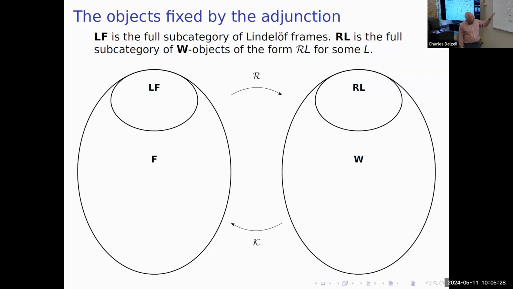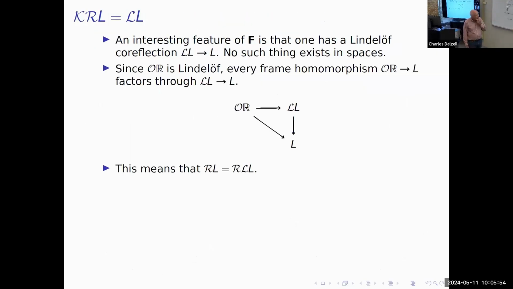On the left, the fixed objects are the Lindelof frames. It is a fact that the Madden frame of any W object is Lindelof. And so when you start at the left, the arbitrary frame, pass to its R of L and then extract from it the Madden frame, what you've got is not necessarily the frame you started with, but is instead a Lindelof frame with an arrow into the original frame. And the status is that of a co-reflection, as is always the case, but it is a co-reflection which is unavailable in spaces.